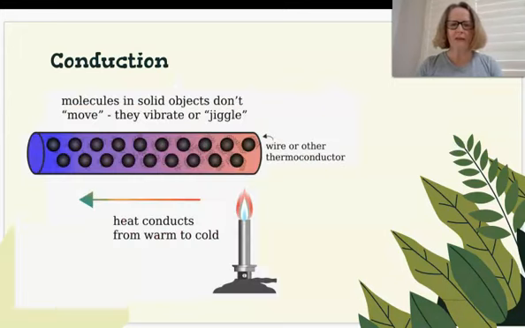So let's have a look at this picture. We have a Bunsen burner warming up one end of a rod, a wire, and you can see that molecules in solid objects, they don't actually move themselves, so we don't have molecules moving from this end and travelling all the way to the end. That's not what happens. It is the vibrations that get more rapid from the hot end to the cold end. So heat conducts from warm to cold.